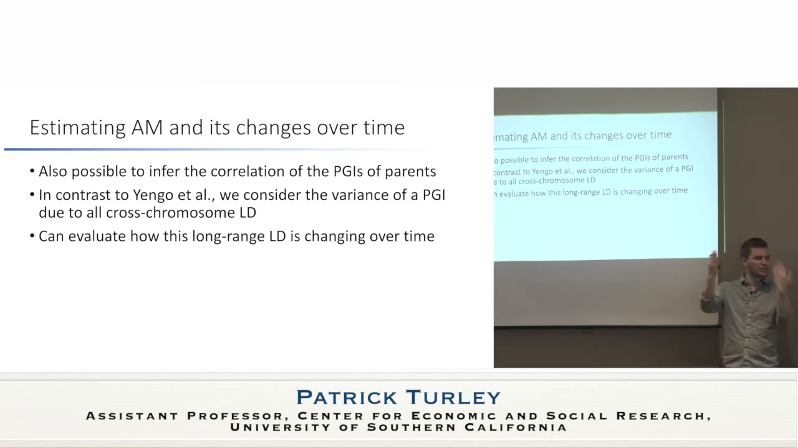Instead of splitting it and looking just at odd-even chromosomes, we look at every SNP pair, every cross-chromosome SNP pair in the genome. But other than that, it's the same principle. We're looking at how much cross-chromosome correlation there is, and using that to infer how much sorting there is in the population.